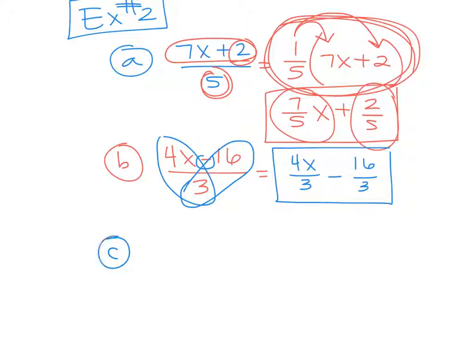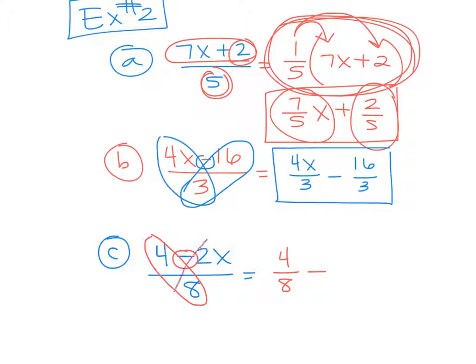Let me show you one more time the kind of shortcut version. So 4 minus 2x over 8. You're going to turn that into 2 fractions being subtracted. Okay? So it's going to be 4 over 8. And then are we adding or subtracting? Subtract. You're subtracting. That's this guy. And then you're going to do 2x over 8.